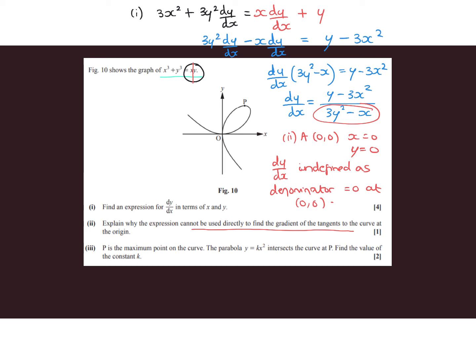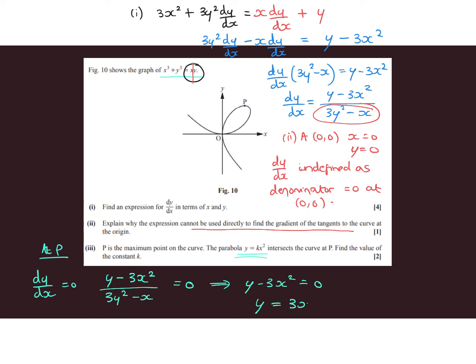So part 3, P is the maximum point on the curve. The parabola y equals kx squared intersects the curve at P. Find the value of the constant k. So let's set dy by dx equal to 0, which is what would happen at P because we have a maximum point. So this tells us that y minus 3x squared over 3y squared minus x must equal 0. So this gives us y minus 3x squared equals 0. So y equals 3x squared.